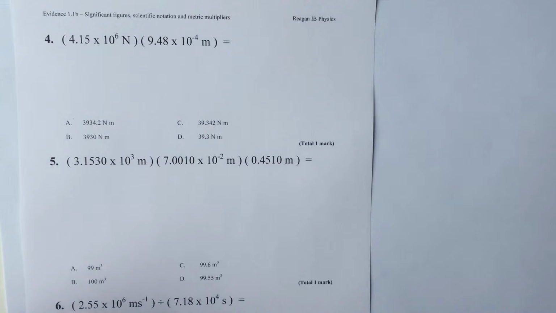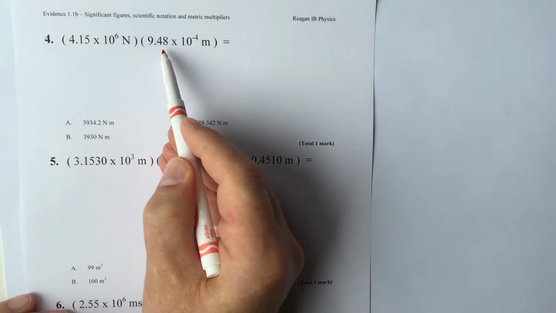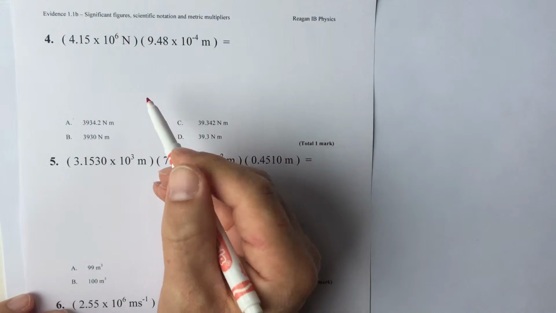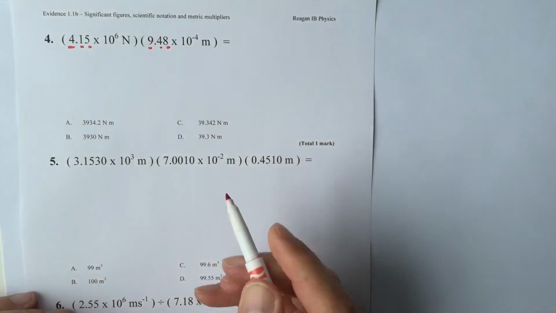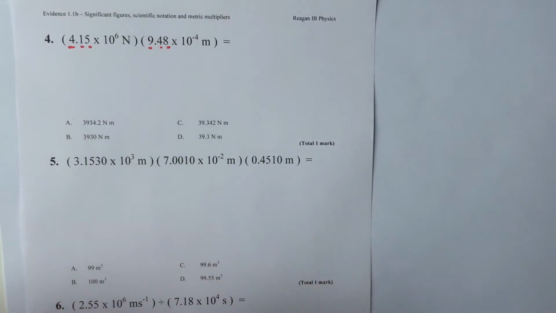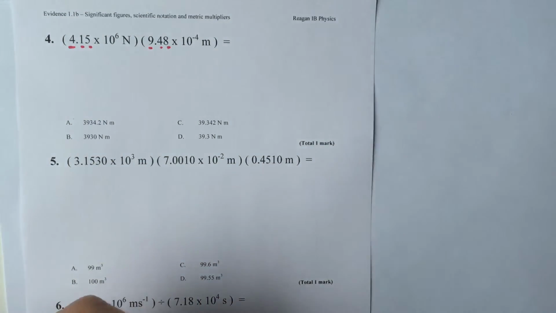Four says this. It says 4.15 times 10 to the 6 newtons times 9.48 times 10 to the negative 4 meters. See, we have 1, 2, 3 significant figures here, 1, 2, 3 significant figures here. Our answer needs to have 3 significant figures. So we put the whole thing into our calculator, just as it is.